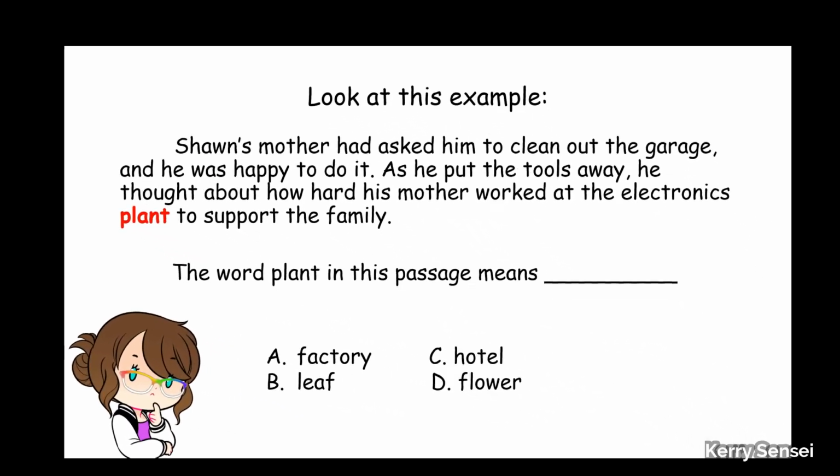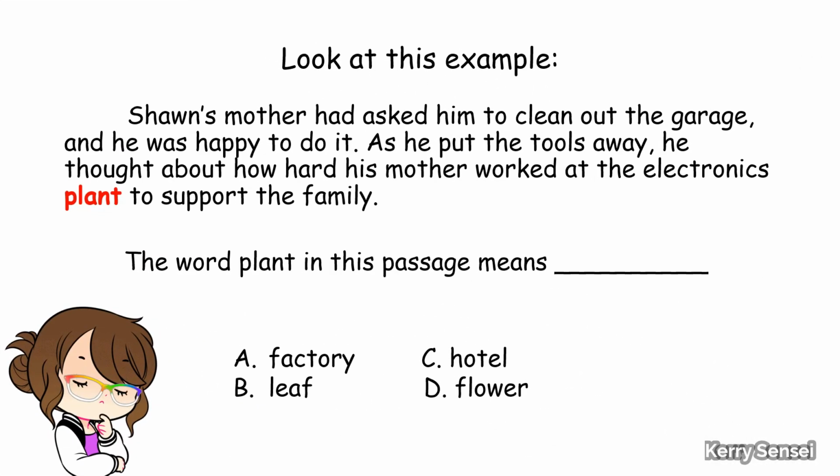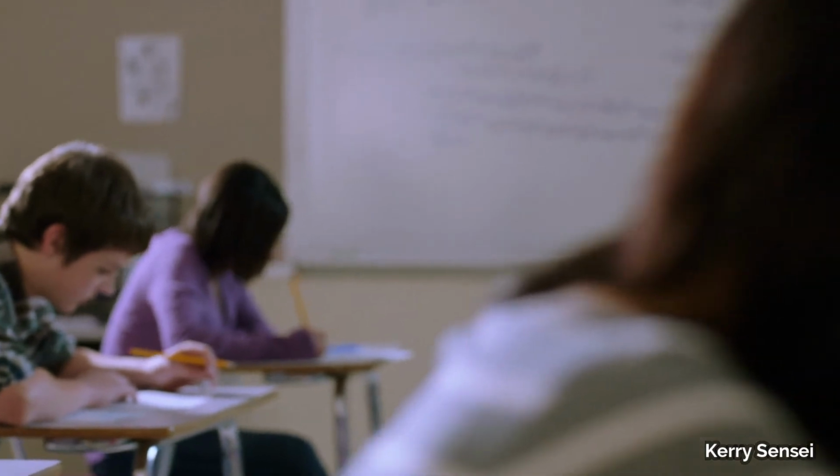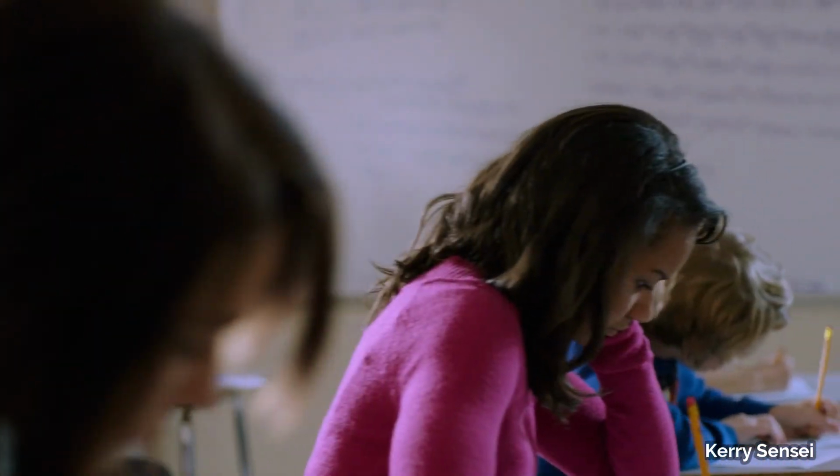Look at this example. Sean's mother had asked him to clean out the garage and he was happy to do it. As he put the tools away, he thought about how hard his mother worked at the electronics plant to support the family. The word plant in this passage means A. Factory, B. Leaf, C. Hotel, D. Flower. Which one is the answer?